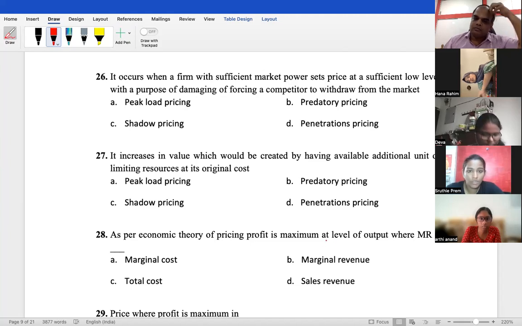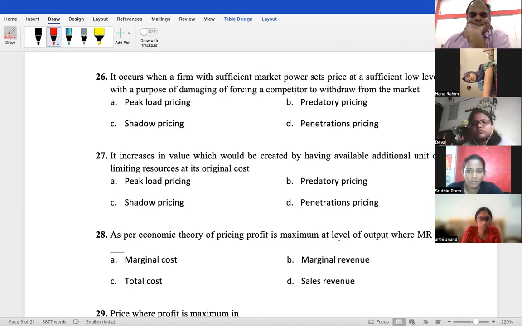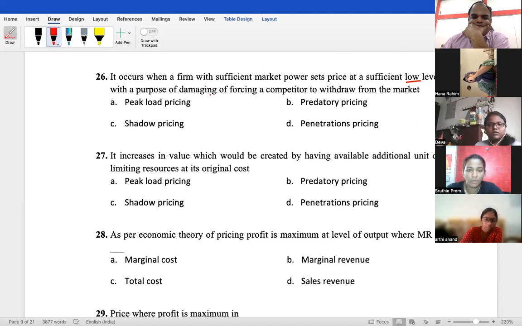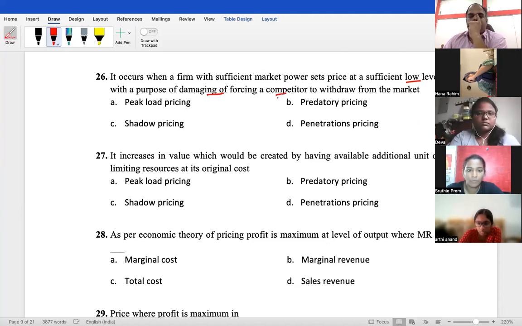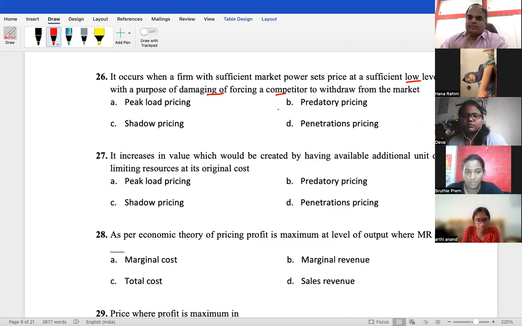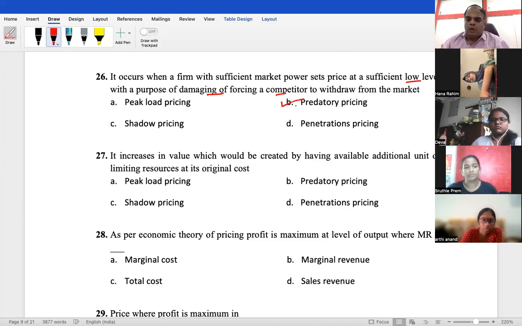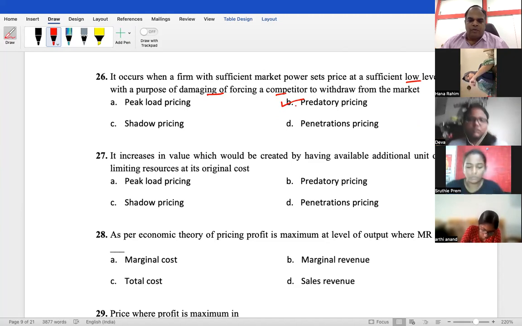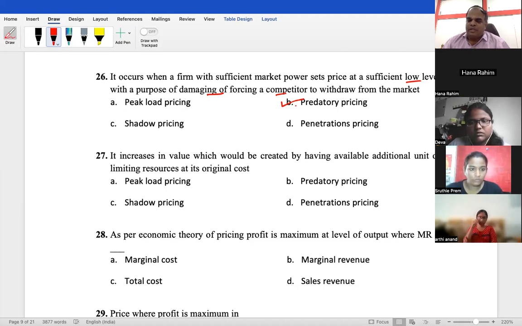It occurs when a firm with sufficient market power sets price at a sufficiently low level with the purpose of damaging or forcing a competitor to withdraw from the market. Option A, peak load pricing, B, predatory pricing, C, shadow pricing, D, penetration pricing. Answer: predatory pricing. Low alone is not the criterion. Low and we want to damage or kill the competitor, a combined condition. Mere low means you just want to enter, but the intention behind the low price to kill the competition is predatory pricing.